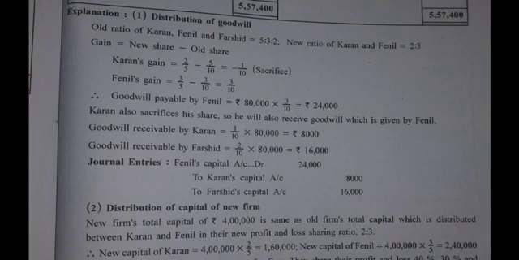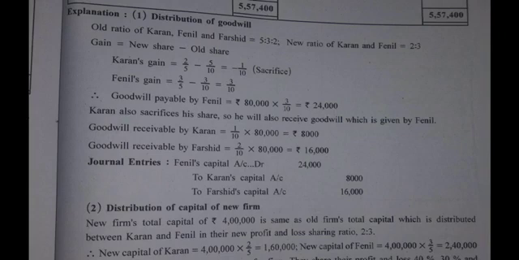So what is the new capital? For Karan, 4 lakh into 2 by 5. How? 2 plus 3 is 5 as per the new ratio. So what is the capital of Karan? It is 1,60,000. New capital for Fenil is 2,40,000. The necessary calculations are given on your screen, or else even if you are using your textbook, the working notes are presented on page number 243. Yes, I will repeat this procedure.